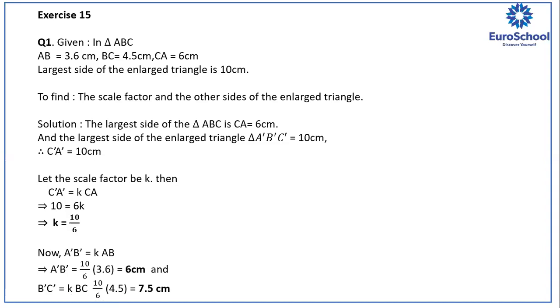To reduce my calculation, see, if you check AB is 3.6, BC is 4.5, CA is 6, all are multiples of 3, and I have 6 in the denominator, which is again a multiple of 3. So if you want to reduce it, you reduce it and then you solve it. You can do that, okay?